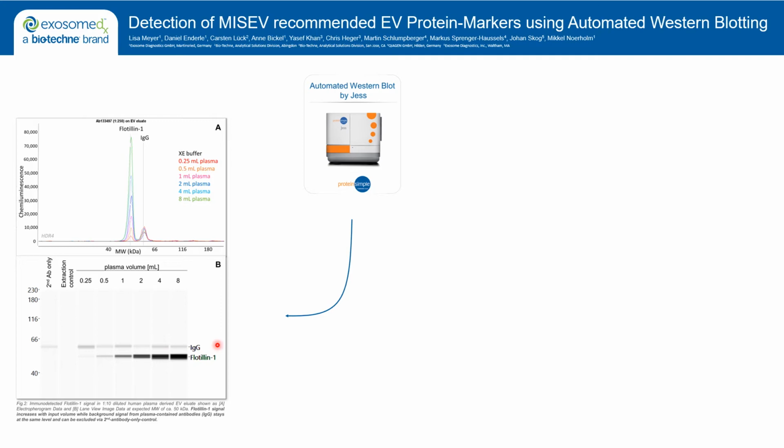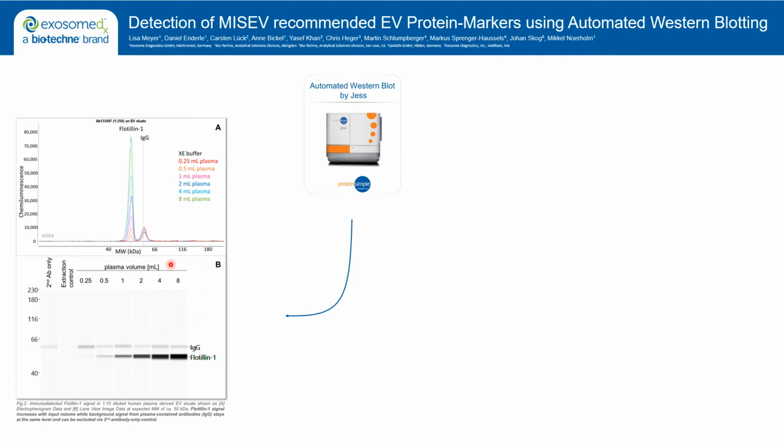These cross-reactions occur from time to time, depending on the antibody, but can easily be identified by a second antibody control, in which the antibody diluent is used instead of the primary antibody. That way, these signals can be identified and excluded from the results.